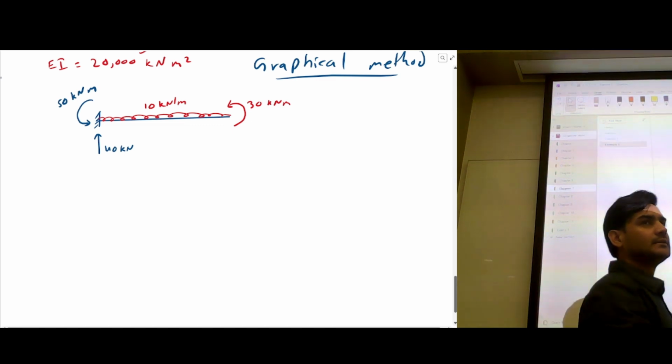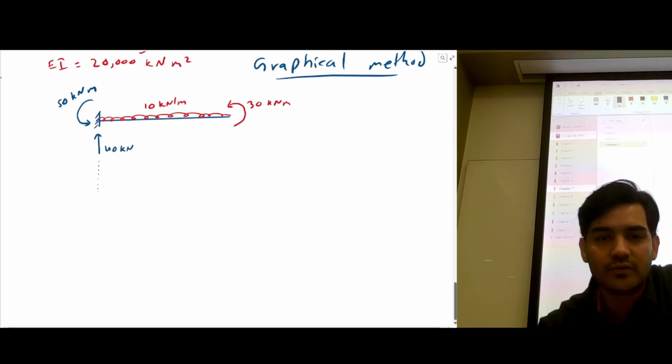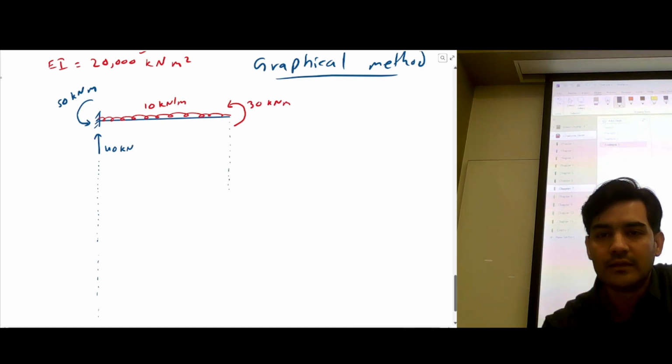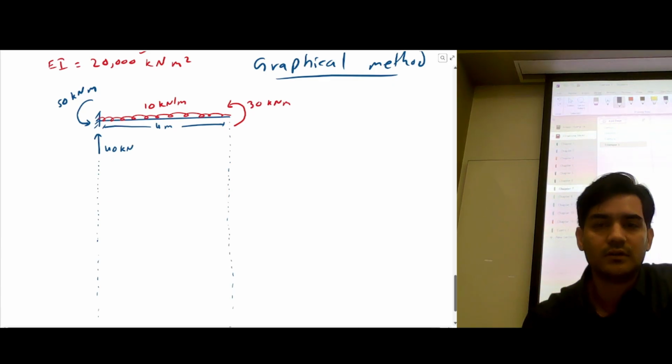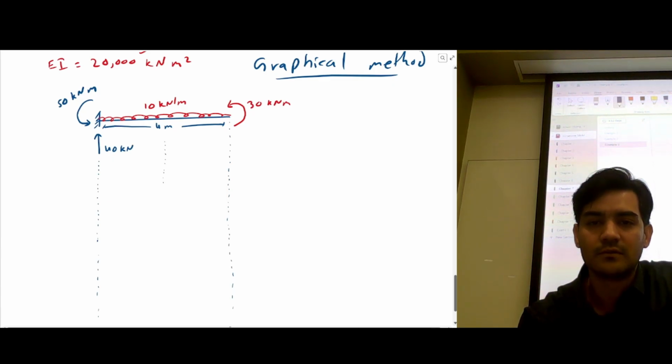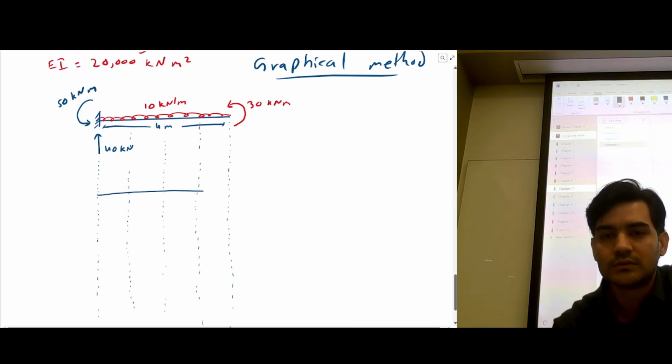So one way is to use the equations and draw shear force and bending moment diagrams. Another way is to just directly try to draw shear force and bending moment diagrams from the beam itself. And if we just use the beam, then we can say that we are using a graphical method to solve for the shear force and bending moment diagrams. So I'm just drawing at every meter, roughly plotting the values.